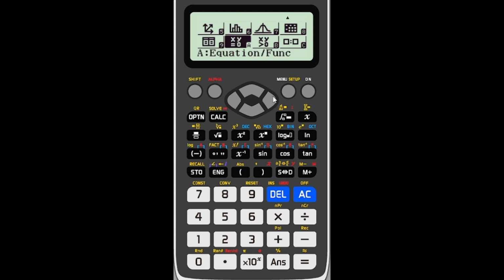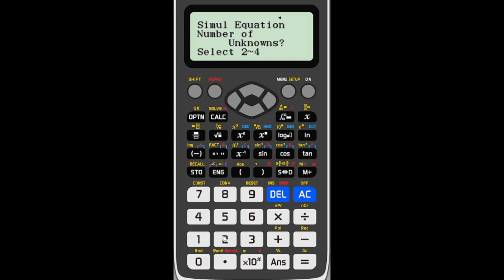Okay, then we go to the equation function, and we see that we can solve simultaneous equations and we can solve polynomials as well. In simultaneous equations, you will see how many unknowns there are. So generally in mathematics, you have to solve x plus y equations. So there are two variables that you want to solve. So you press 2, and you can see that it gives you this matrix of unknown variables, right?